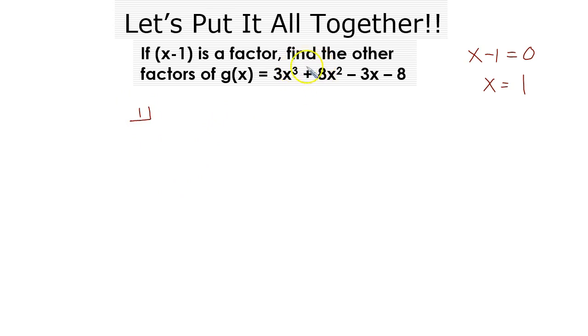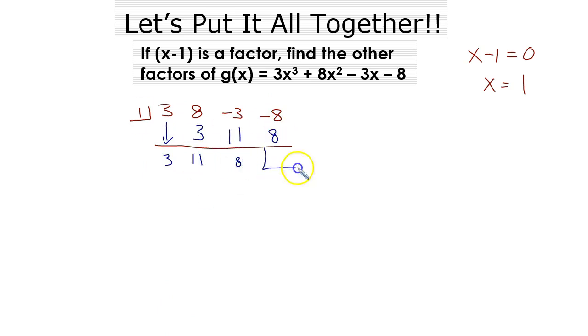I'll do my countdown, 3, 2, 1, 0, so I can just copy down the coefficients of 3, 8, negative 3, and negative 8. And my remainder is 0. Now, from this point on, I know that 1 is a root, and I know that x minus 1 is a factor because that proved it.